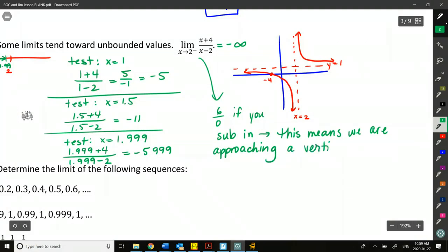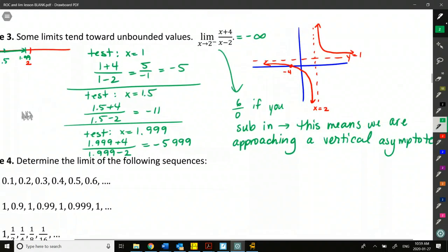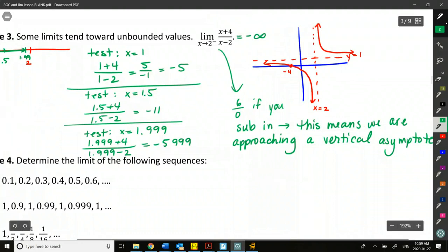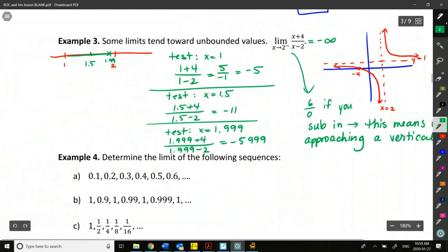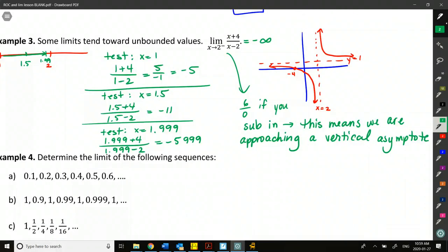Okay, we're going to talk more on this again later, but just for your knowledge now. So number over 0, it doesn't have to be 6 over 0, of course, any number over 0. But in this case, it's 6 over 0.